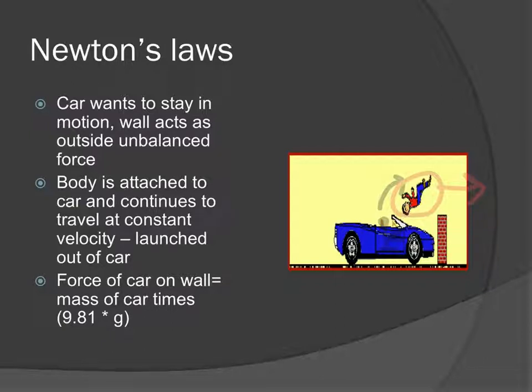The force of the car on the wall can be calculated using Newton's second law. The mass of the car times the acceleration, which is gravity times the g-force, will equal the force of the car on the wall.